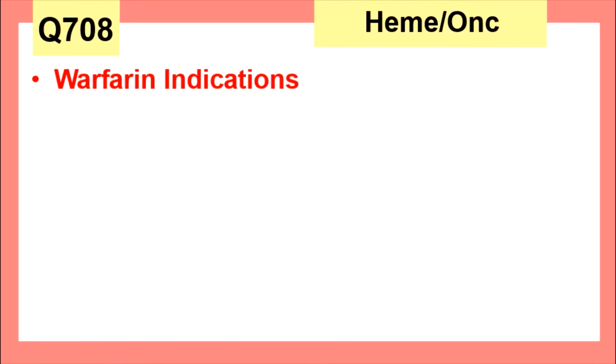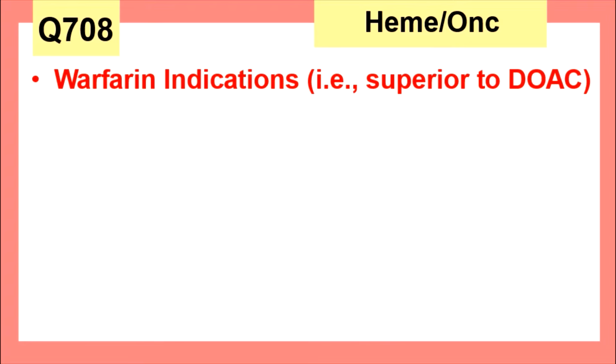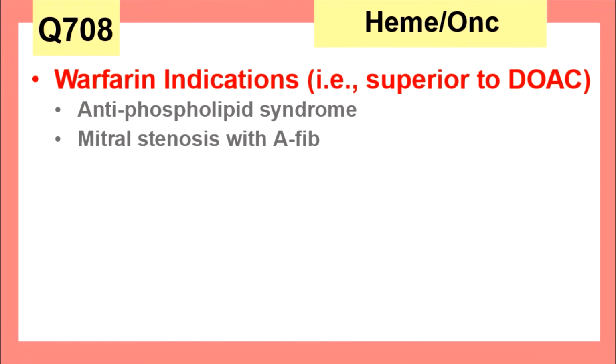Alright, we mentioned that antiphospholipid syndrome is treated with warfarin. What are the warfarin indications? That is, when is warfarin superior to DOACs? In very limited cases, as we mentioned, of antiphospholipid syndrome, in case of mitral stenosis where a patient has AFib, and in case of metal heart valves.